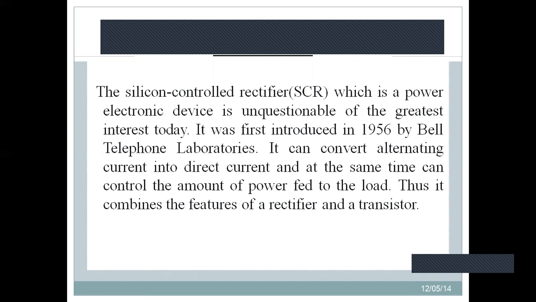AC current to DC current. Okay, and that DC current is not a pure DC, so therefore we used some filter, that is called a capacitor filter. Now, if I want to control my output of the rectifier, that is DC, then how can I do that? That is the question.